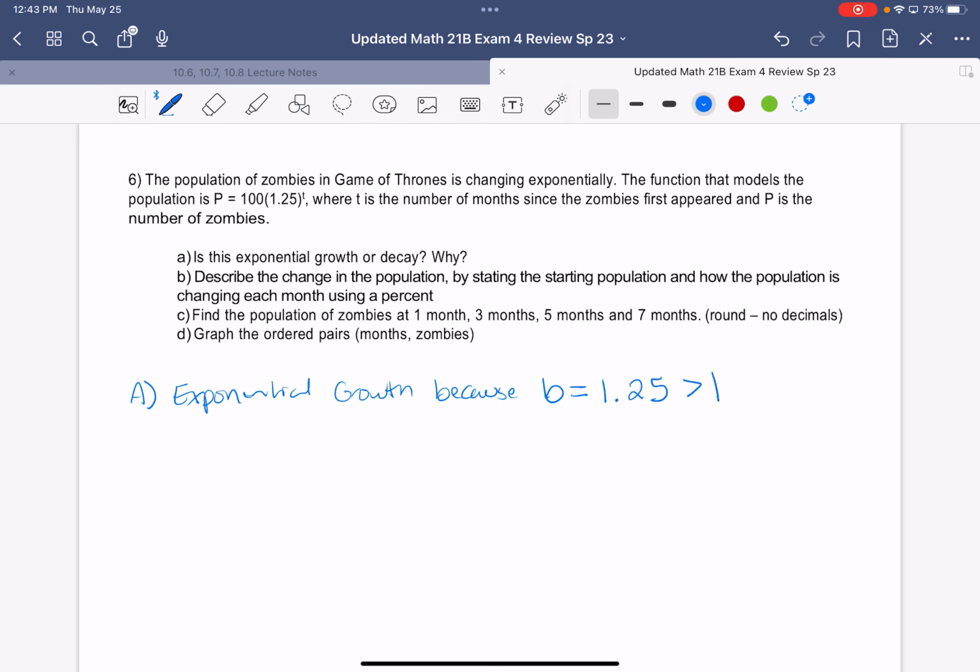What if we just put something like 1.25 is greater than 1? Yep, uh-huh. Do I have to put b? No. Okay.